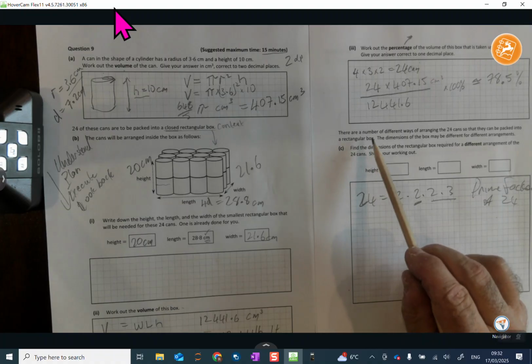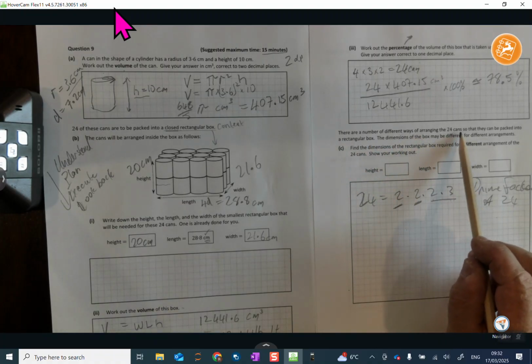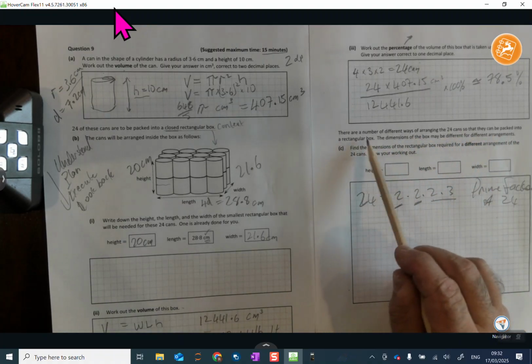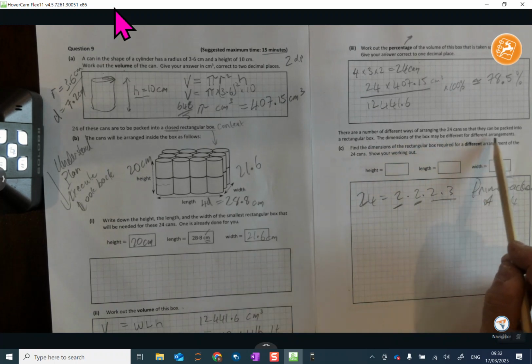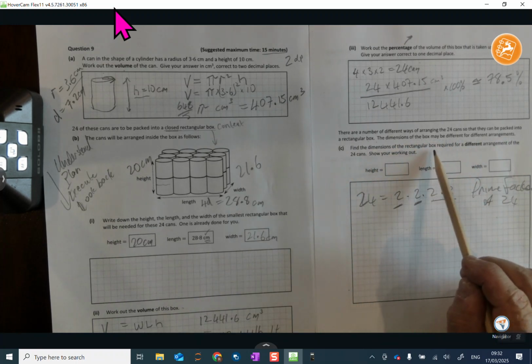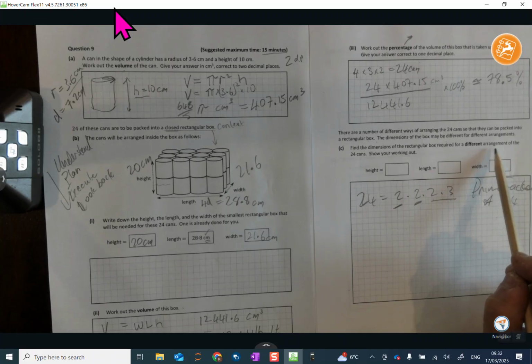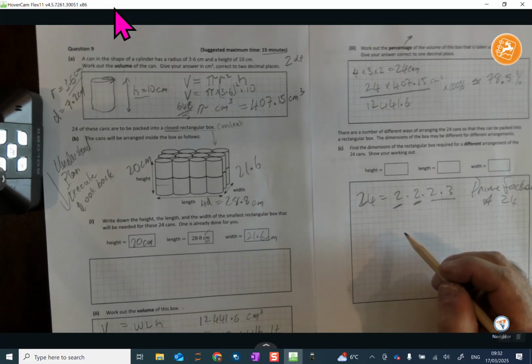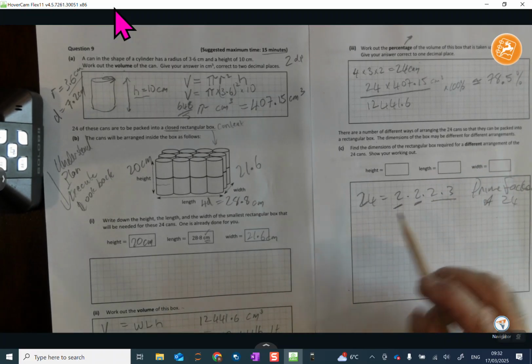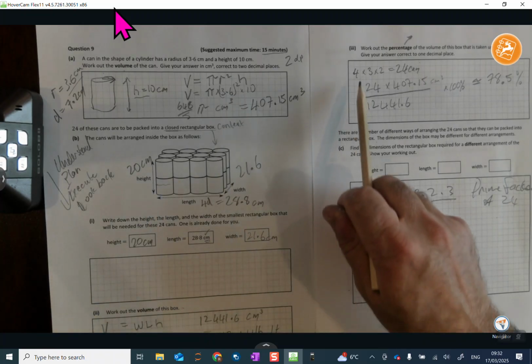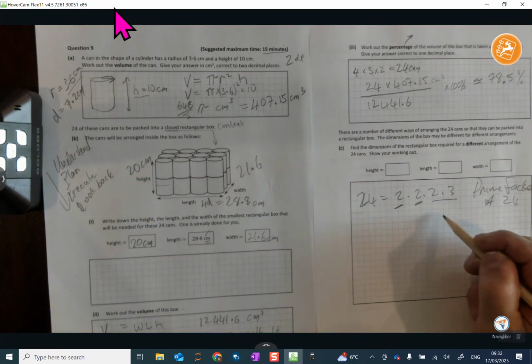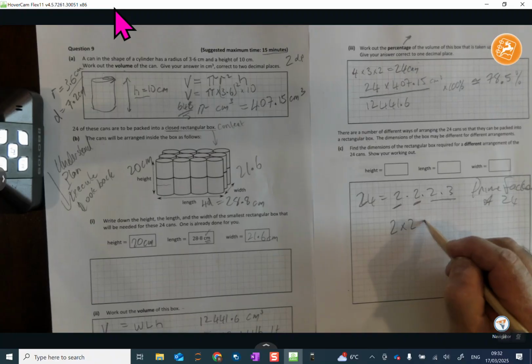So let's look again. There are a number of different ways of arranging the 24 cans so that they can be packed into a rectangular box. It may be different for different arrangements. Find the dimensions of the rectangular box required for a different arrangement. So I've devised a different arrangement here. If we look here, we had 4 by 3 by 2. So I'm going to go with 2 by 2 by 6.